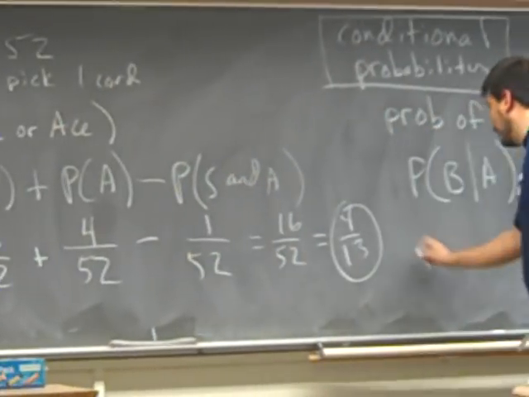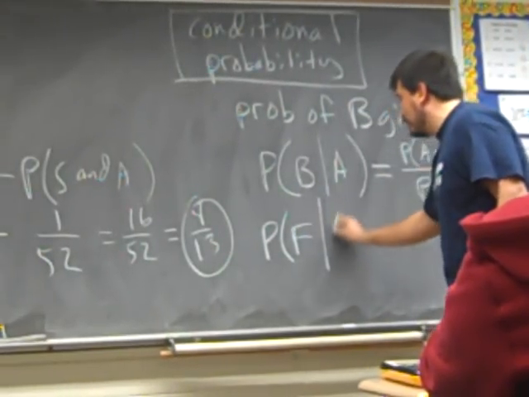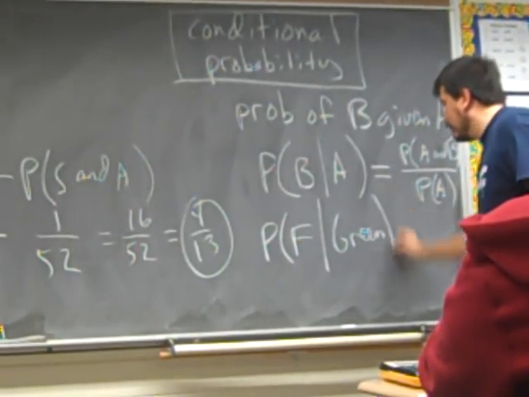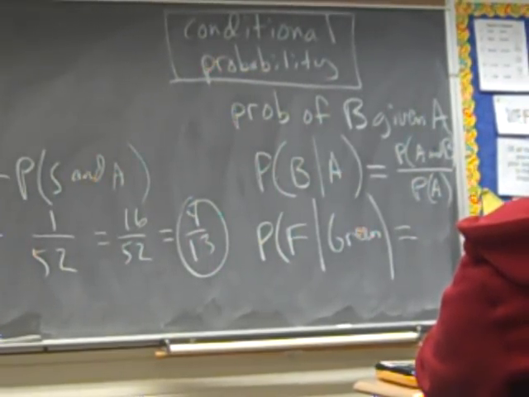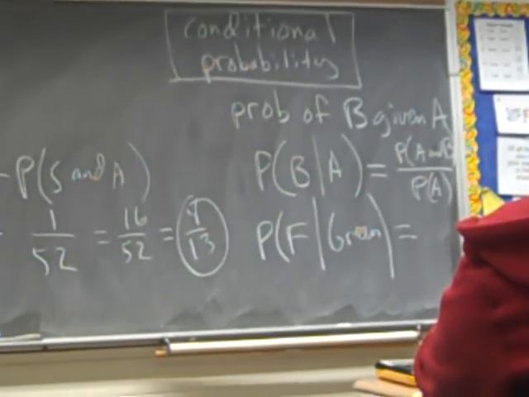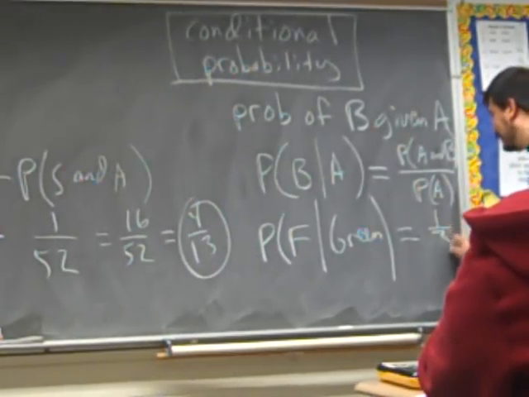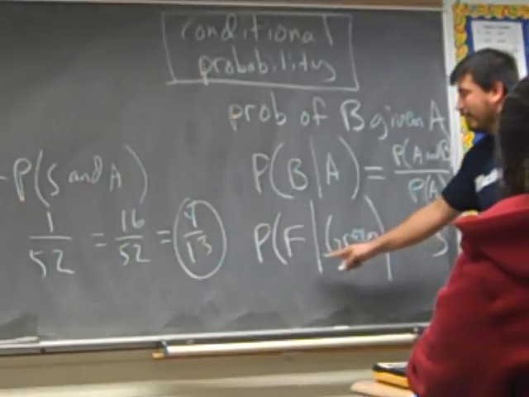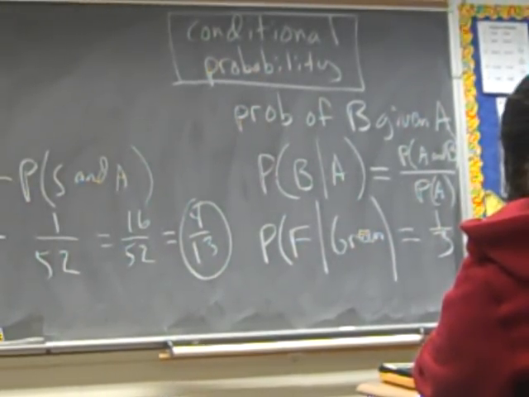What am I looking for? The probability that we pick a female given that they're wearing green. Well, I already know the answer because I see the people wearing green, just 3 of them. How many of them are female? 1. So the probability of picking a female given that they're wearing a green shirt is simply 1/3.